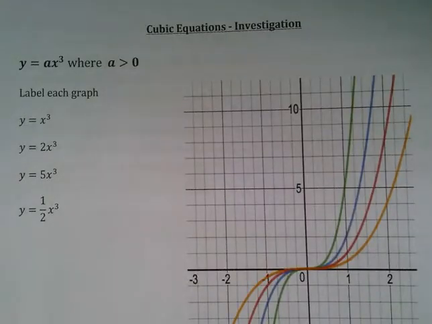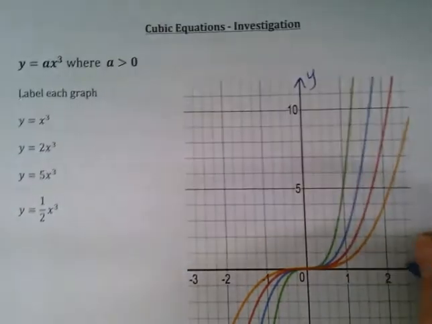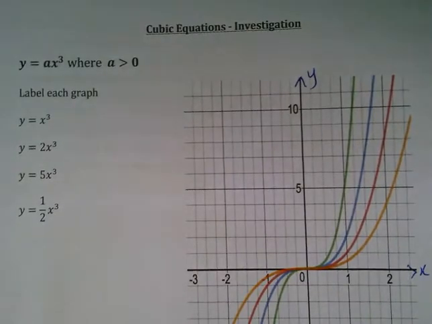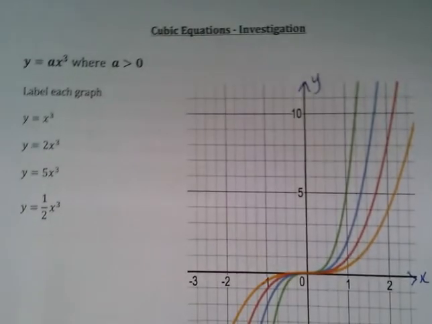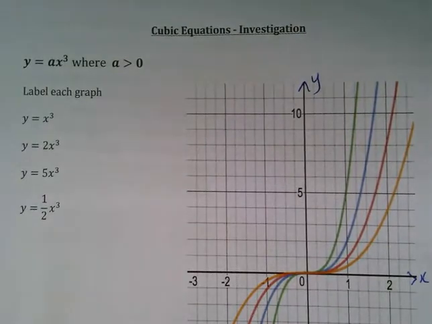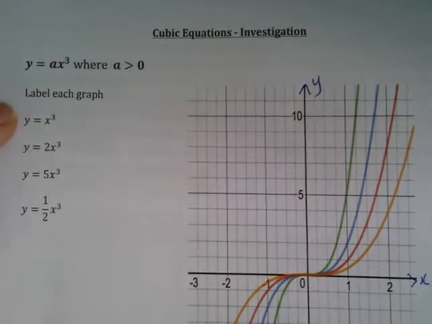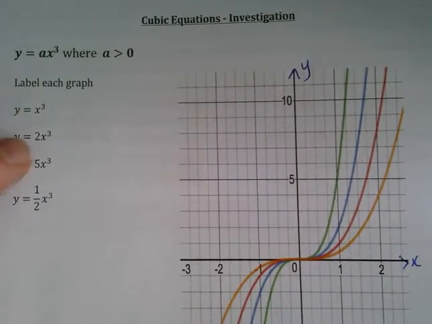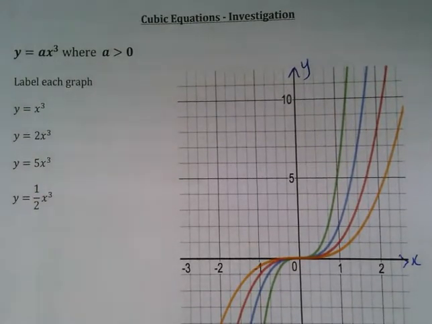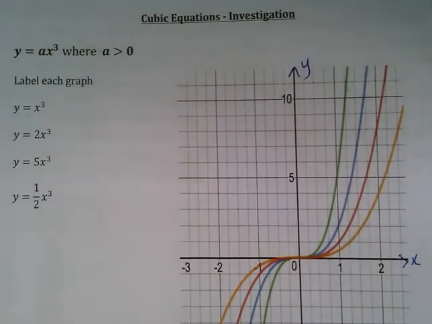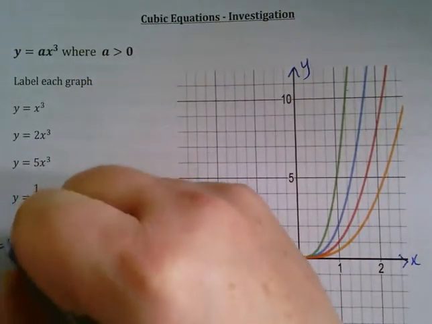I could use Desmos to do this. I actually did graph these in Desmos. So I've got my y-axis and my x-axis. From what you know about straight line graphs and which ones are steeper, and quadratic functions and parabolas, look at all these graphs: y equals x cubed, 2x cubed, 5x cubed, and a half x cubed. Which one do you think the green one is? If we think the green one is 5x cubed because it's the steepest, how could we tell? Let's look at y equals 5x cubed for a minute.